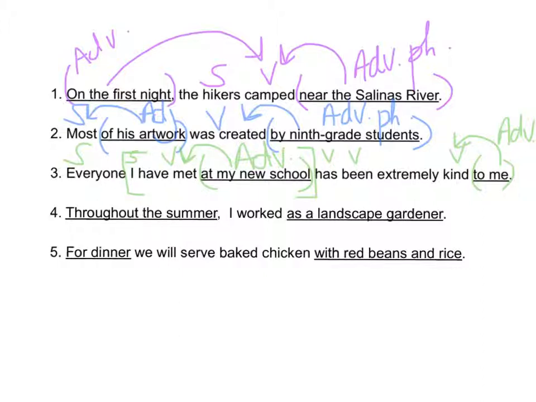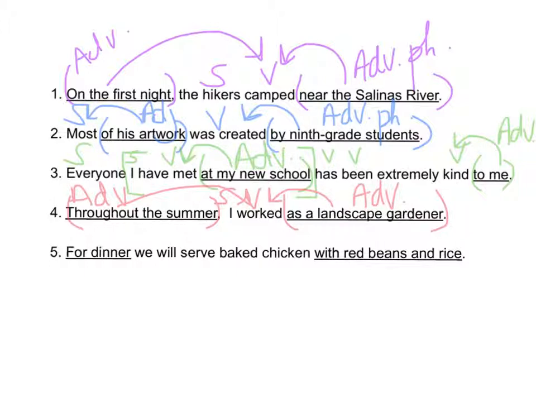All right, moving along. Throughout the summer, I worked as a landscape gardener. Marking our phrases. Okay, we don't have a lot to work with afterwards. I worked, subject, verb. Now, as a landscape gardener, I'm working as a landscape gardener, so it's modifying the verb, adverbial. Throughout the summer. I throughout the summer or worked throughout the summer? It's worked, so again, this is also adverbial.